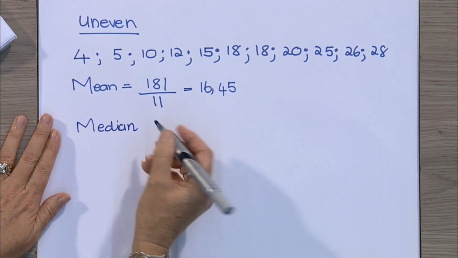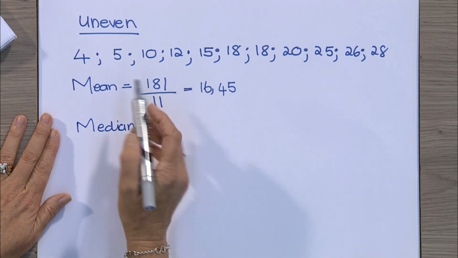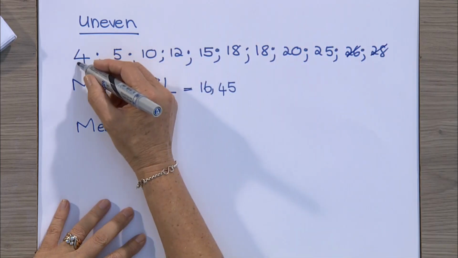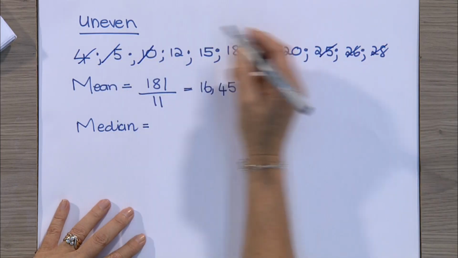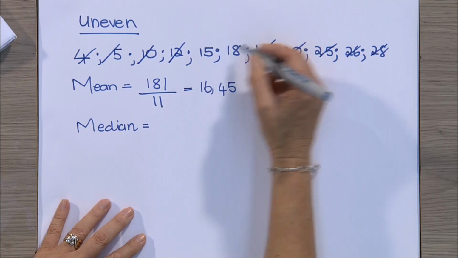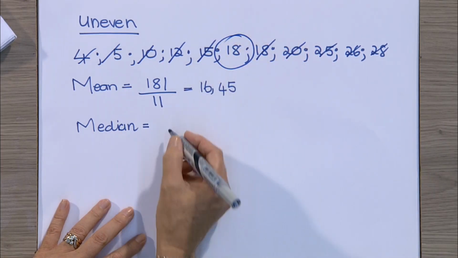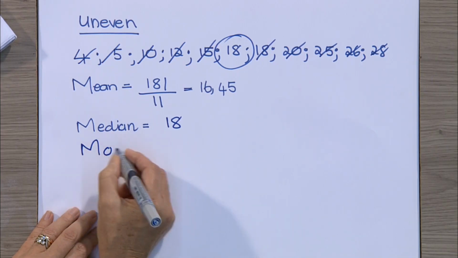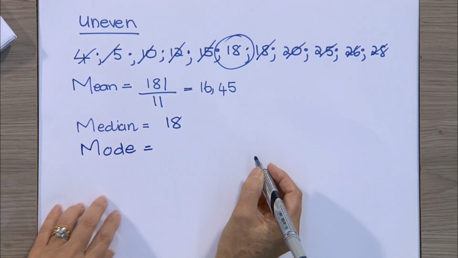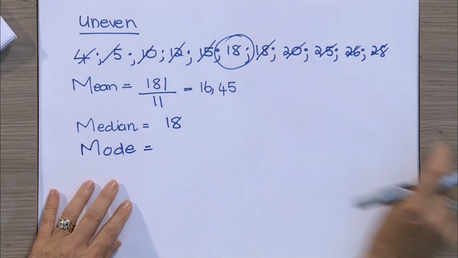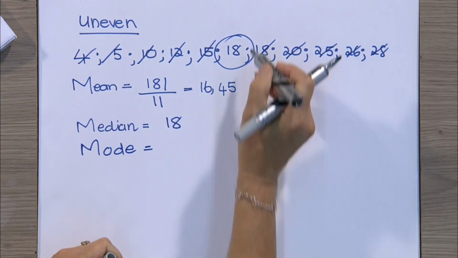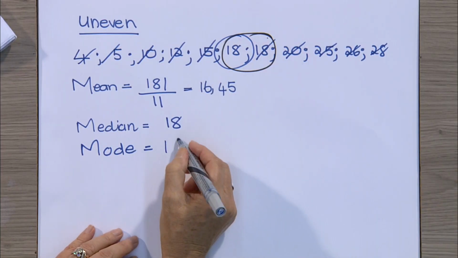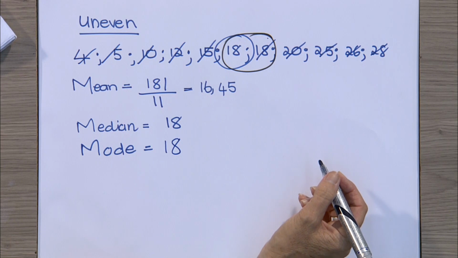Now the median is the middle value, and it is already organized for you. So I'm going to count in from both sides, and I see 18 is my median. Then the mode. Mode is the one that occurs the most, and I have 2 numbers. There they are. There's 2 18s. So 18 is also my mode.